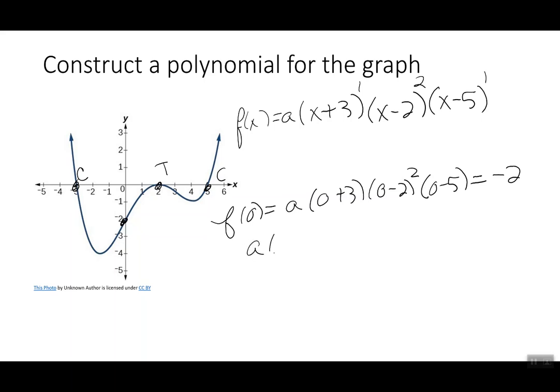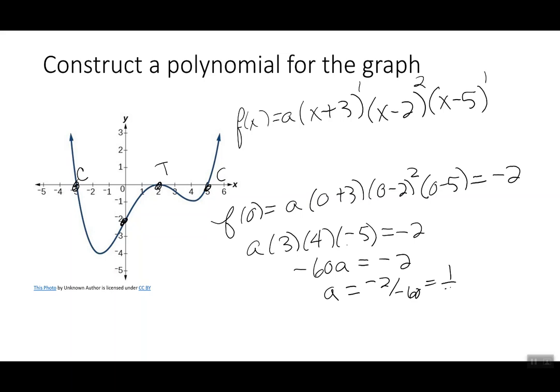So let's keep our a. I have 3, -2 squared is 4, and then I also have this -5. So if I multiply the 3 times 4 times -5, this is going to give me -60a is -2, right? So that's our idea, is I know when I multiply these out times a, I should get -2, so a is -2 over -60, which is 1 over 30. So now I have the function.